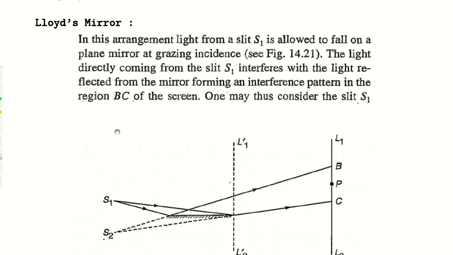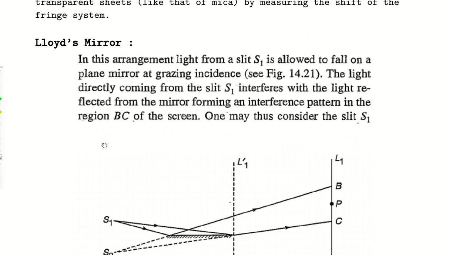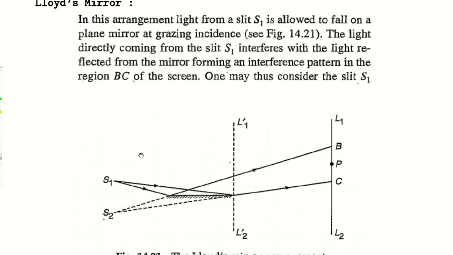Now our last topic, another device. Let us study another device for making interference patterns by division of wavefront. Here the source S1 is used and it is placed in front of a mirror. It is called the Lloyd's mirror experiment, and here the S1 slit is placed very near to the horizontal direction of the plane mirror. Then you will see some interference fringes.